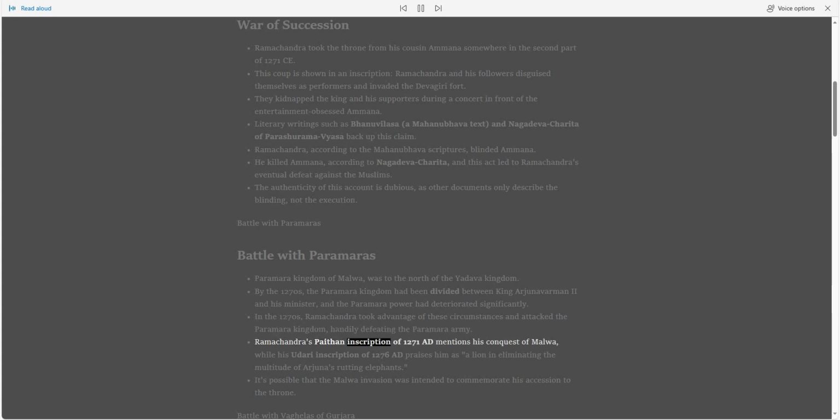Ramachandra's Paithan inscription of 1271 AD mentions his conquest of Malwa, while his Udari inscription of 1276 AD praises him as a lion in eliminating the multitude of Arjuna's rutting elephants. It's possible that the Malwa invasion was intended to commemorate his accession to the throne.